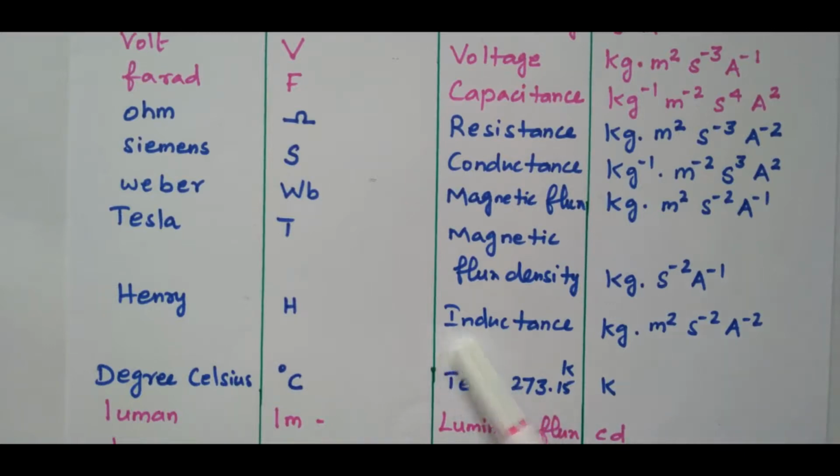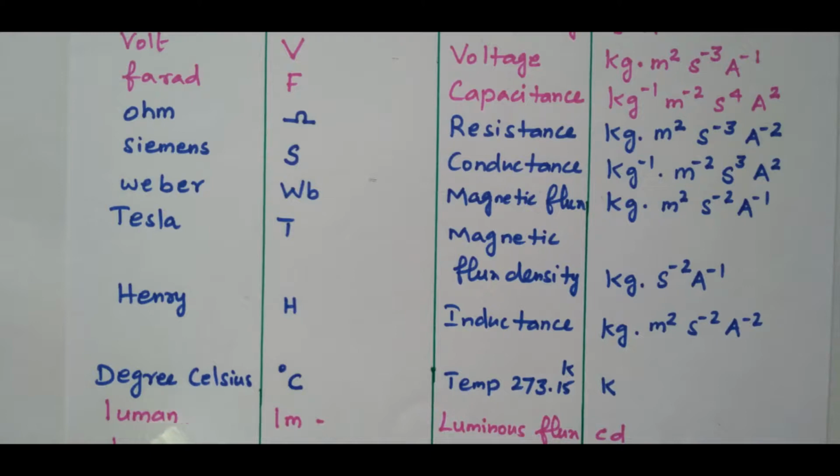Then inductance. The unit is Henry. The symbol is H. The base units are kg m² s⁻² A⁻².